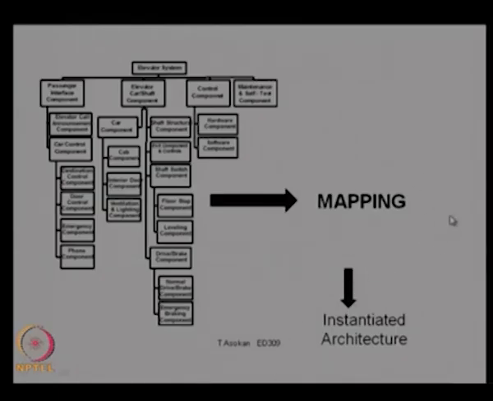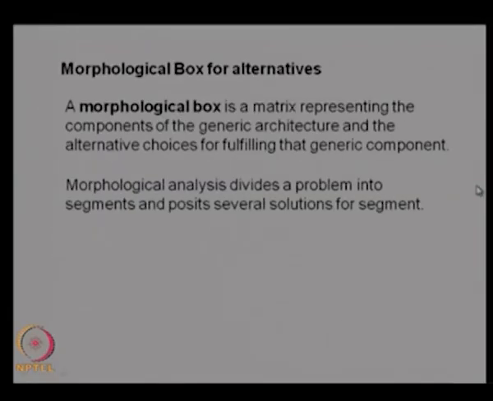So, in order to do the mapping we need to generate the alternatives. We generate the alternatives through the mechanism called morphological box. So, we use a morphological box to get the components and then we map these components with the generic elements and then we get the instantiated physical architecture. We will see how to get the mapping. Basically we will develop the morphological box initially. So, the morphological box will be developed to get the alternatives and then they will be mapped.